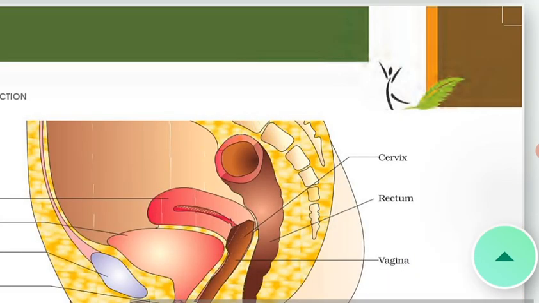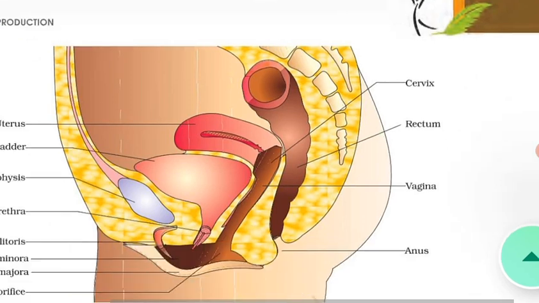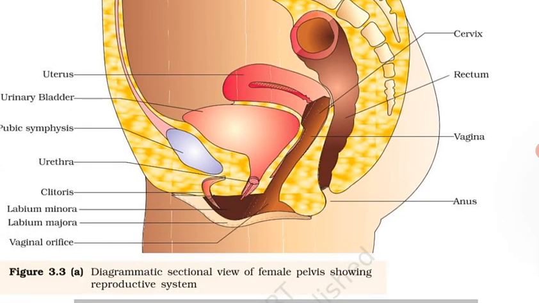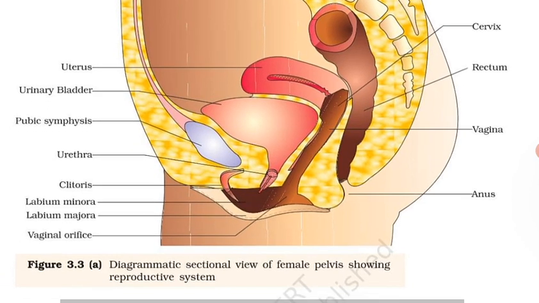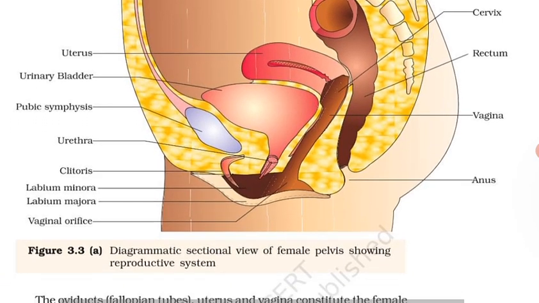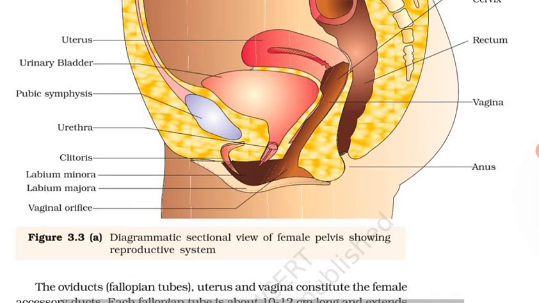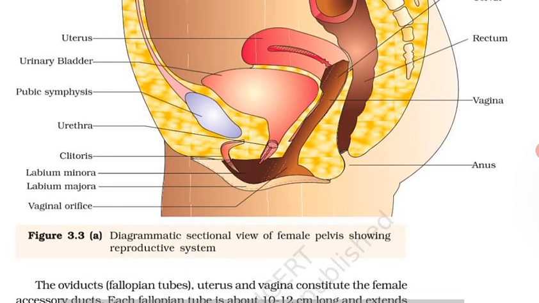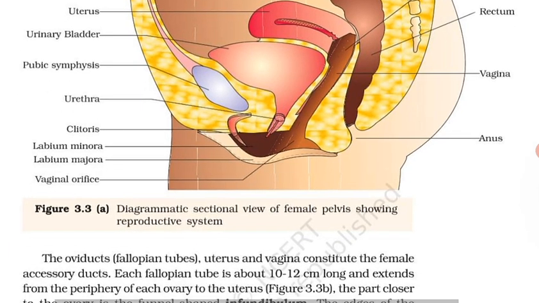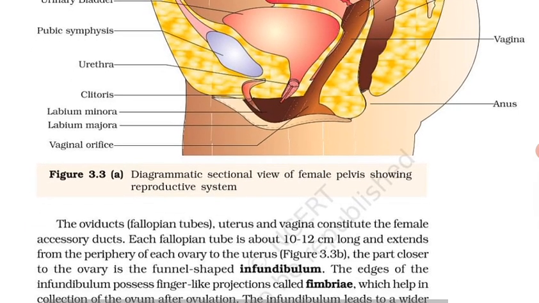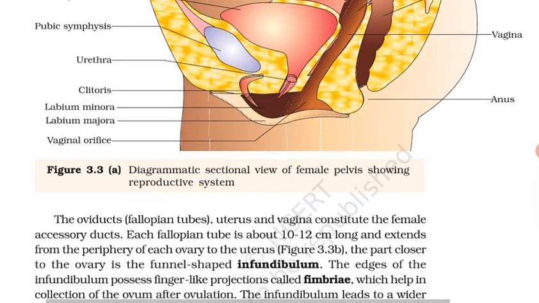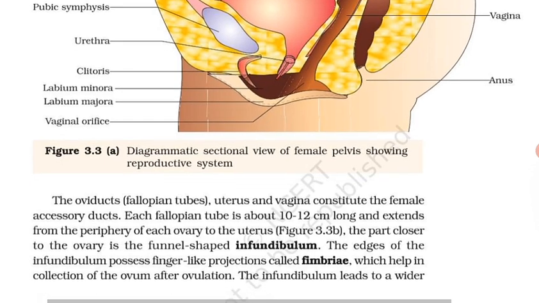ठीक है, डायग्राम दिया हुआ है यहाँ पे, female pelvis showing reproductive system. ठीक है, so the next is the oviduct, that is fallopian tubes, uterus and vagina constitute the female accessory duct. Female accessory duct में कौन कौन आते हैं? Oviducts, that is fallopian tube, uterus and the vagina. Uterus, vagina, oviduct.